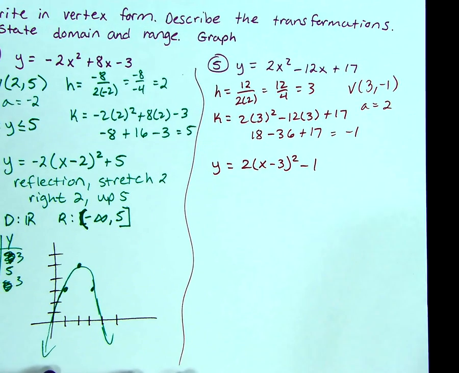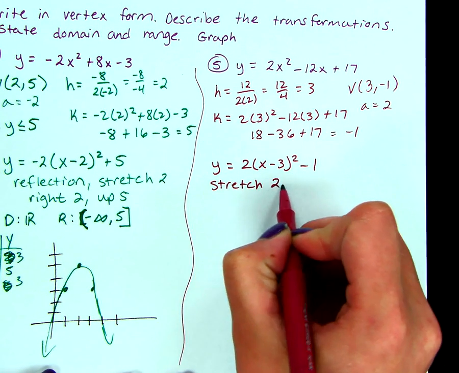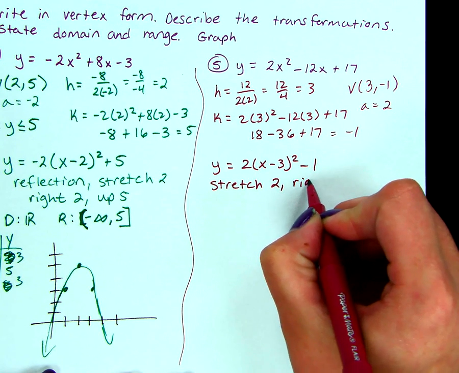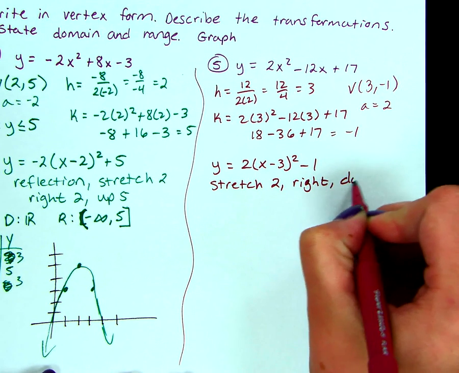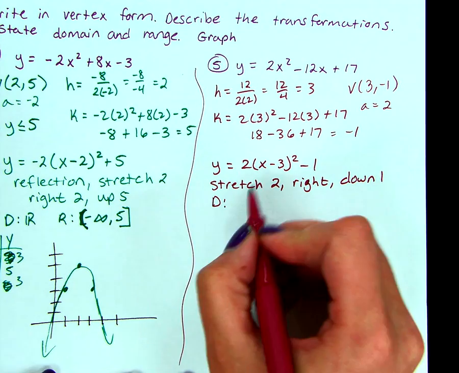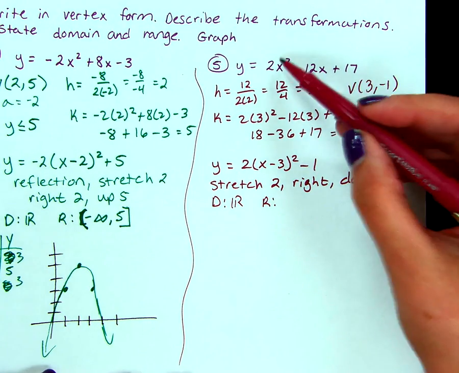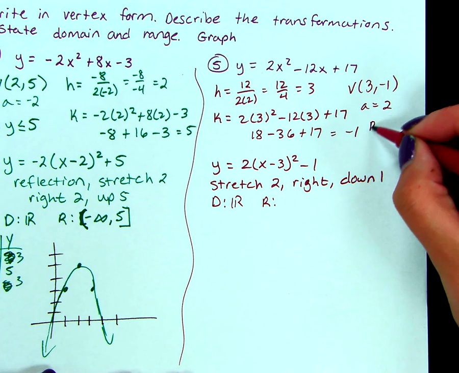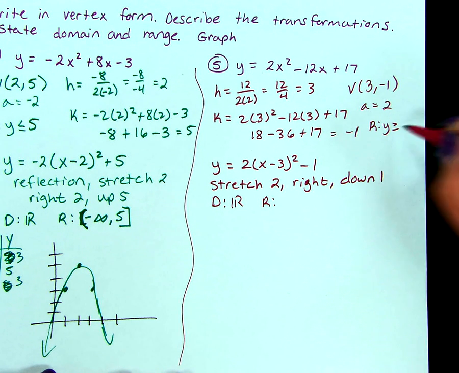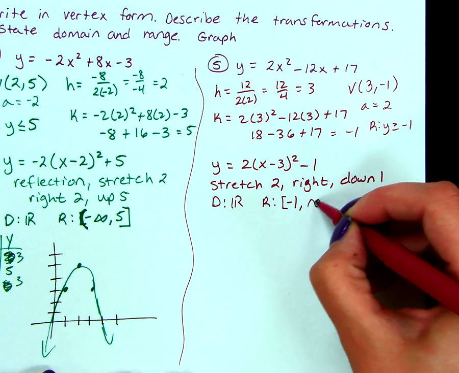So my transformations, we will have a stretch of 2. We went to the right 3, and down 1. Domain is all reals, and range, since it's opening up because our a is positive, so that means that it would be y greater than or equal to negative 1. So that means that we're going to go from negative 1 to positive infinity.